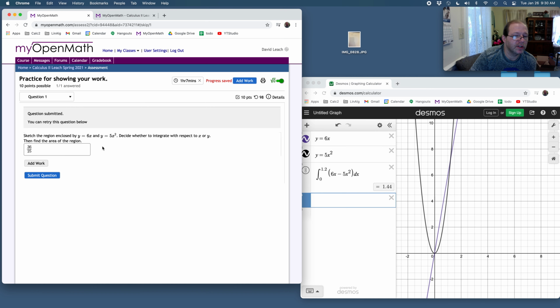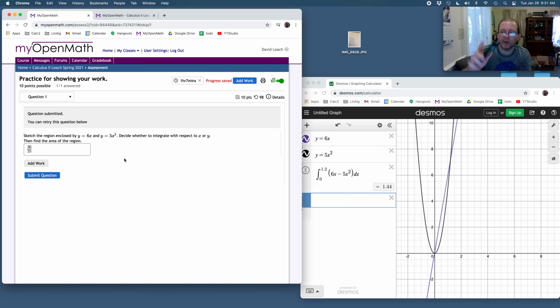I'm going to submit my question. Now I've got to add my work, and the way I'm going to do that is just by taking a picture of this page. Probably what I would do if this were the actual test is wait till the end to go back and add my work. That way I could take a picture of one page and it would have all the stuff I need on it.